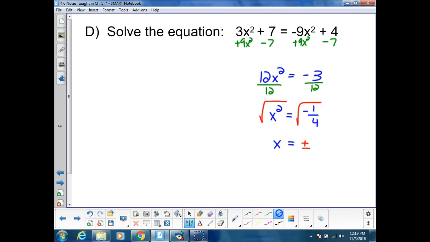The square root of a fraction is going to be the square root of the top over the square root of the bottom. Okay? What's the square root of -1? i. What's the square root of 4? 2. So my answer here is x equals plus or minus i divided by 2. Okay?